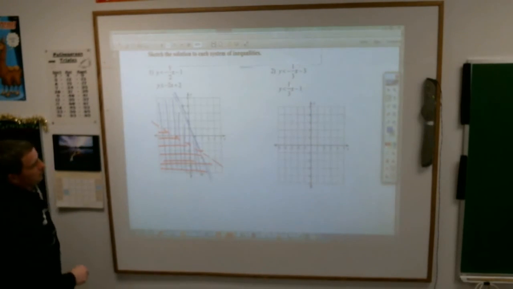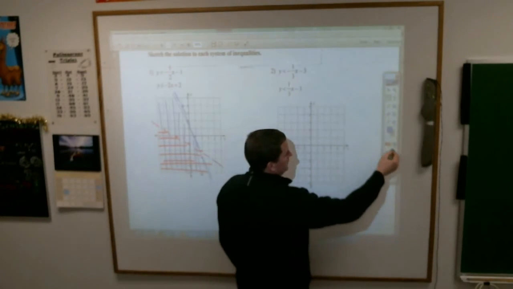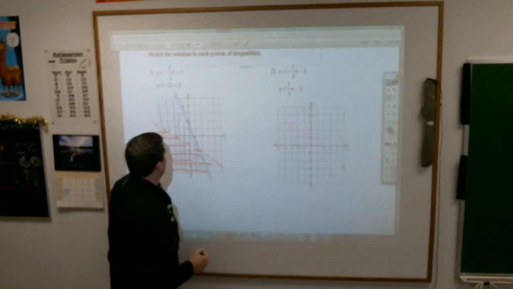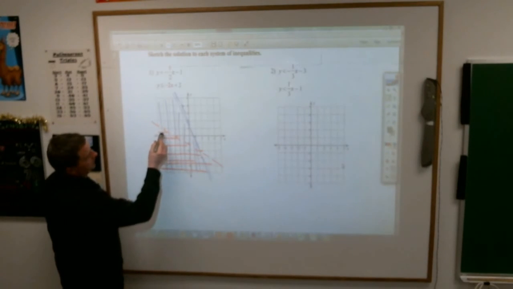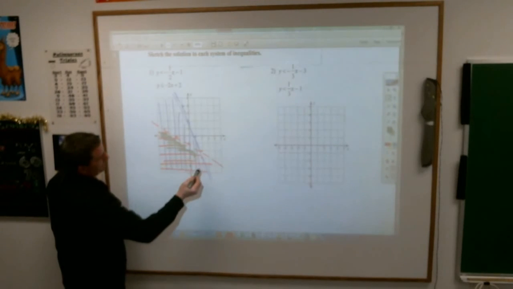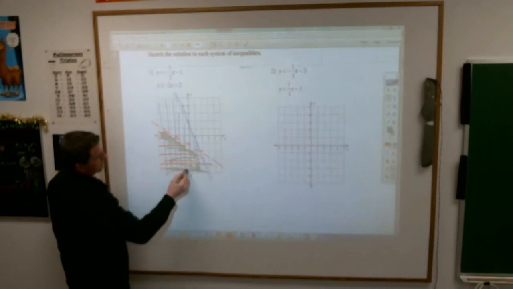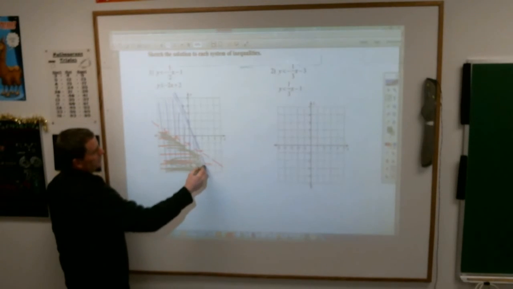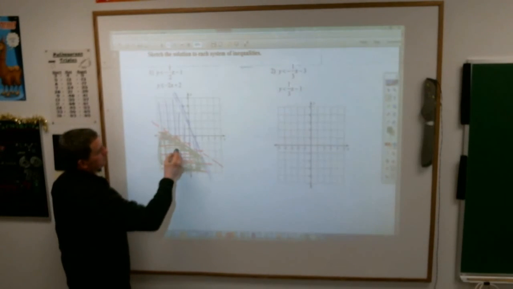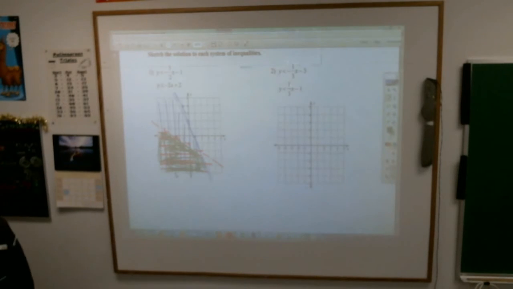And it's the place where both colors are colored in, which would be, what color? Let's go with green. So it goes from here all the way down to here. Colored pencils would work.